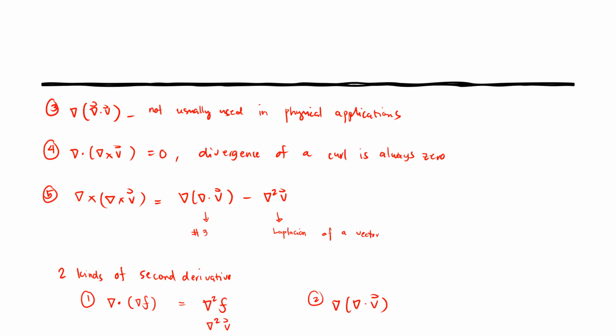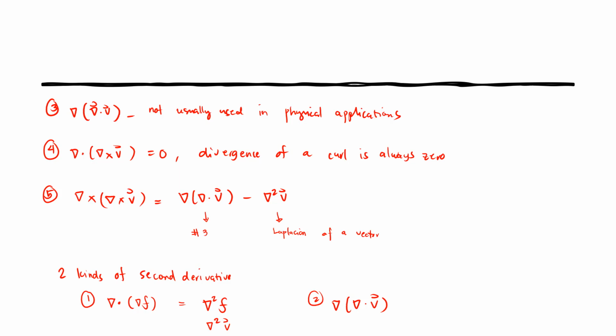And then for the fourth one, we have the divergence of a curl. And take note that this is always equal to 0. The divergence of a curl is always equal to 0. And then for the last one, we have the curl of a curl, which, when we apply the BAC-CAB rule, we will get this one.